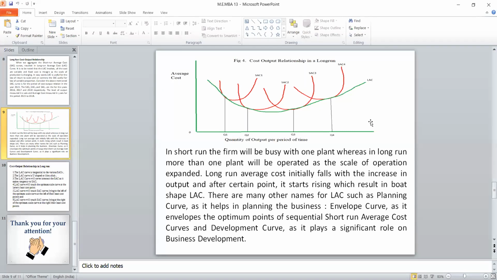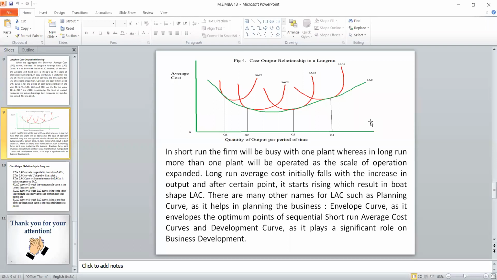That particular point, the least cost point, which is intersected by the MC, when we connect those particular points, we can get a bowl shape curve called the long run average cost curve. That green line represents the long run average cost curve. The red curves represent the short run average cost curves for the respective years. So this is a way to construct the long run average cost curve.